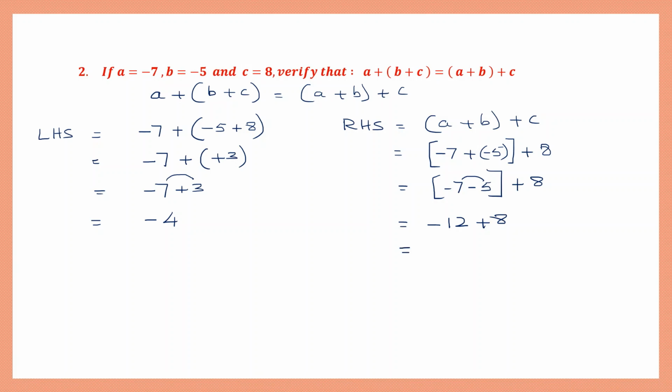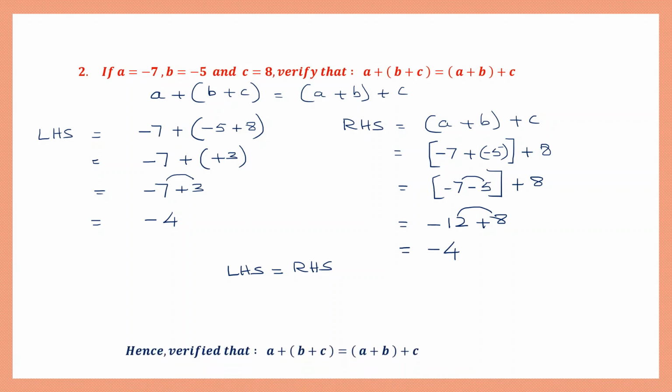So here again, signs are different. One is minus, one is plus. We put the sign of the bigger number and we subtract. 12 minus 8 is 4. So now as you can see, left hand side is minus 4. Right hand side is also minus 4. So left hand side is equal to right hand side. So we have verified that (A plus B) plus C is equal to A plus (B plus C).